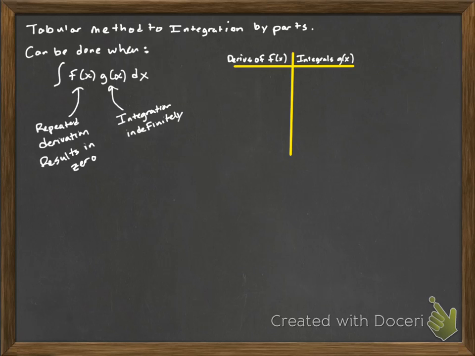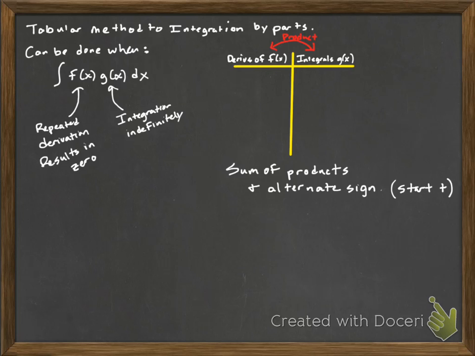The tabular method implies a table. The table is set up where you take the derivatives of the f of x function on the left, and you take the integrals of the g of x function on the right. This all stops when you get to 0 with your derivatives of f of x. Then the end result of our integral is actually the sum of the products, with alternating sign, of these values that we put in the table.